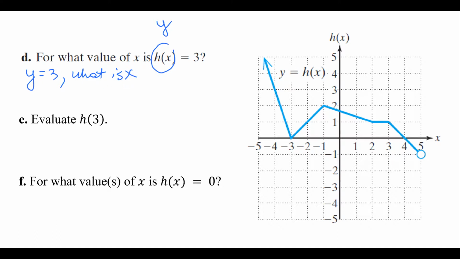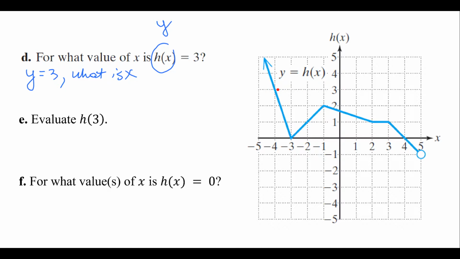So where's y equals 3? Well, here is my y-axis, right? And where's y equals 3? It's right here. When y equals 3, do I have any pieces of the graph at y equals 3? Well, there it is. That's a piece of the graph that corresponds to y equals 3.